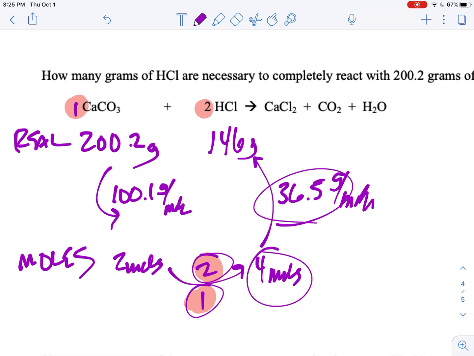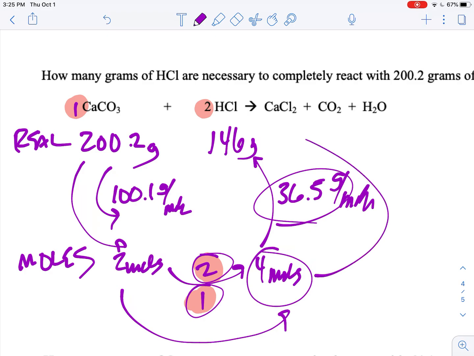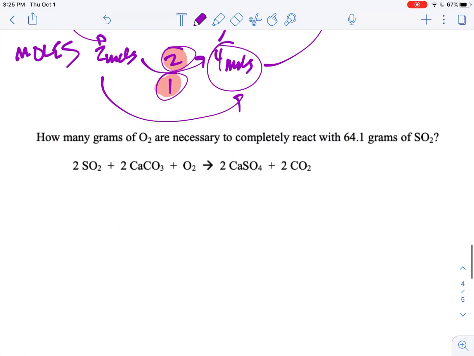So you'll notice it's a 3-step process. Go from the real world unit, grams, to moles. Go from the moles to the moles of something else. And then come back out using the real world unit of grams again.